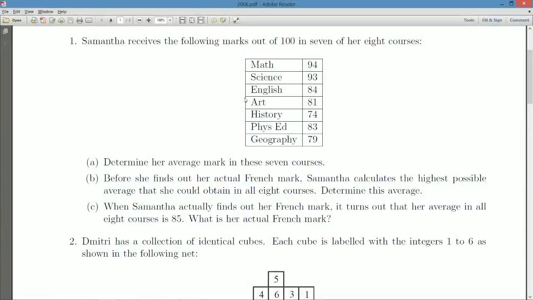So that gives us question number 1. We're off to a good start on the first Fryer paper. Join me in the next video for question number 2 on the 2006 Grade 9 Fryer Contest.